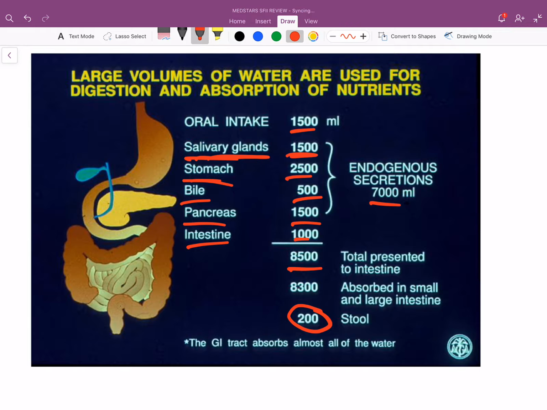That doesn't make sense because you guys are probably wondering, wait a minute. You're telling me that at some point we consume 1.5 liters, and out of that, what we end up taking out is 200 milliliters. Yeah, the reason why is because the GI tract absorbs almost all of the water, and then water is a lot of stuff that we eat.